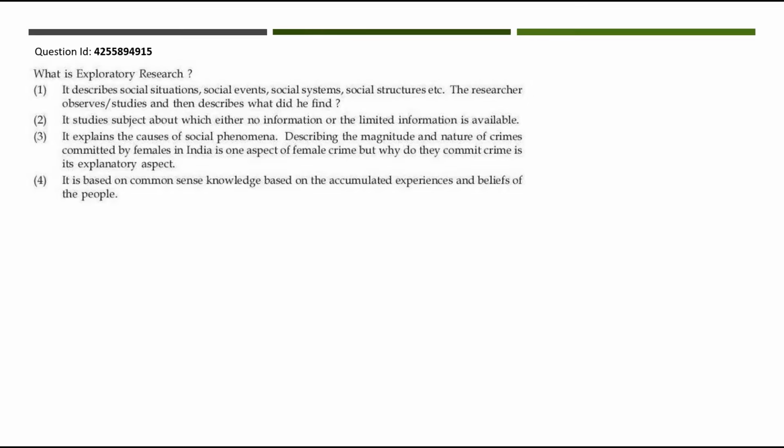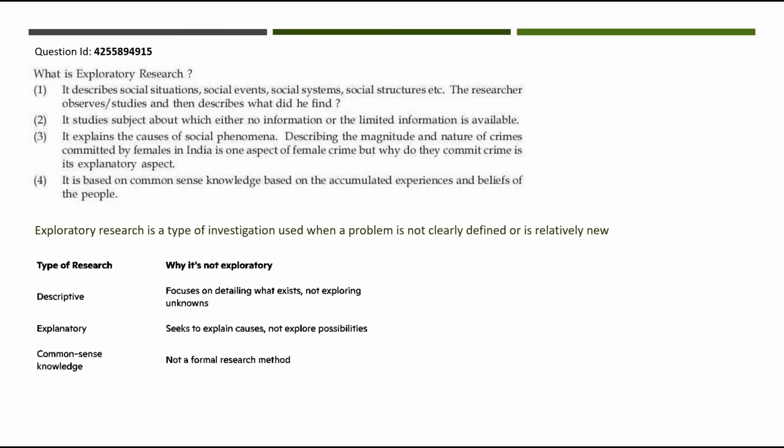What is exploratory research? Exploratory research is a type of investigation used when a problem is not clearly defined or when it is relatively new. Now we will go through every statement and find what kind of research it is. Along with exploratory research, 3 more terms are also used in this question. So let me give you that and then explain. Let's take the first statement.